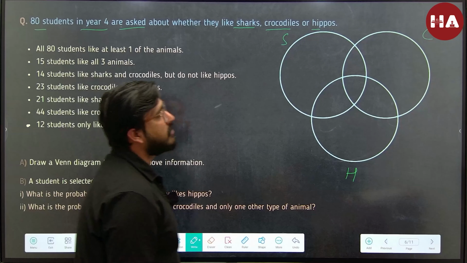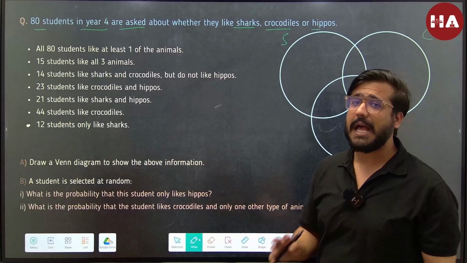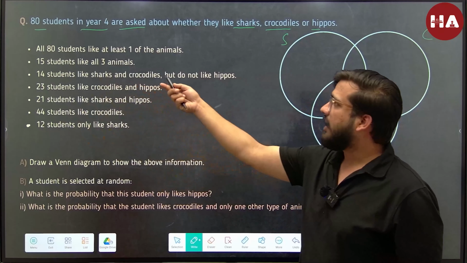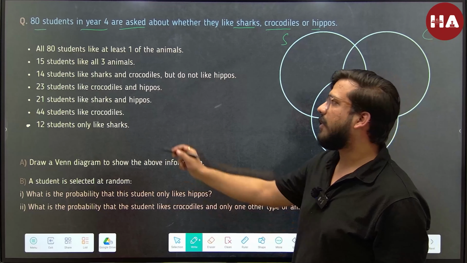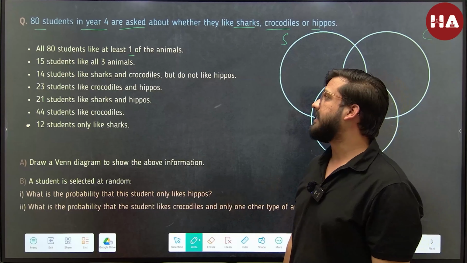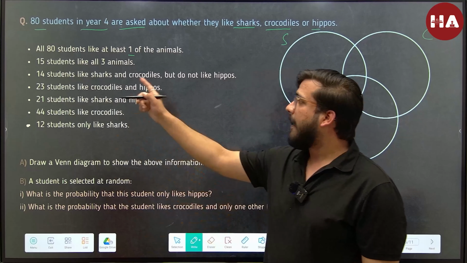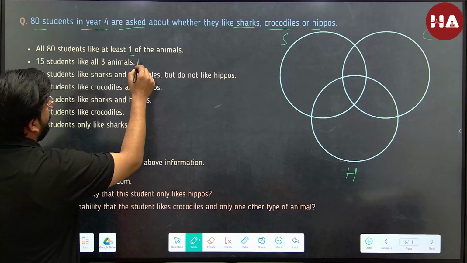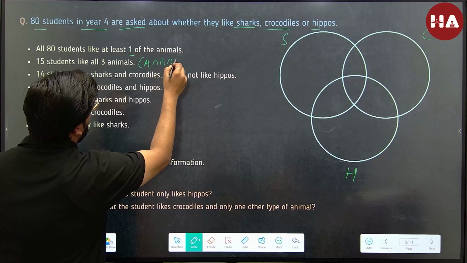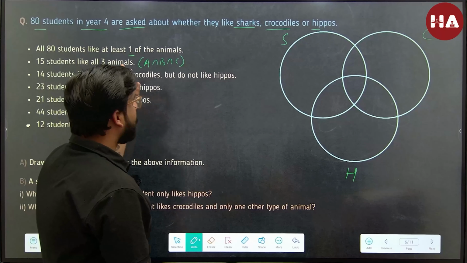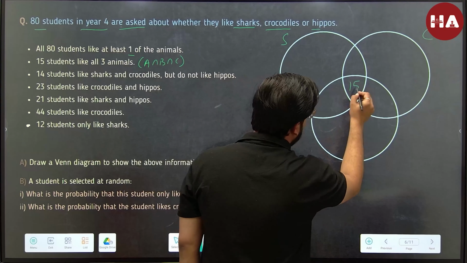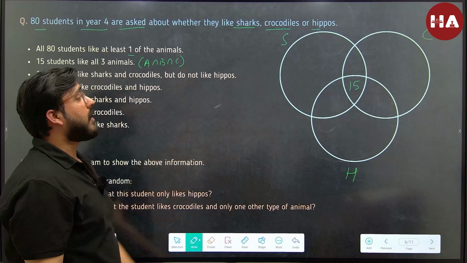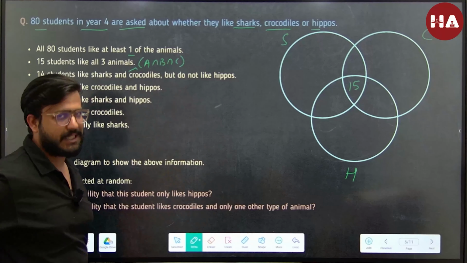Okay, now the first line has been done. Now let's read the data and assimilate it according to the Venn diagram that is being given to us. All 80 students like at least one of the animals, so there will be no 0 in the intersection part. 15 students like all three animals. As you can recall, this is the intersection part of all three sets, so I can write the number 15 here, because this part represents A intersection B intersection C.